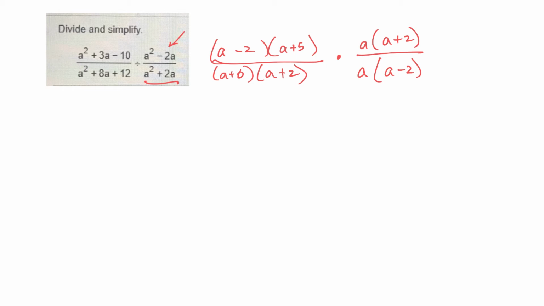Now canceling factors of 1, here's an a minus 2, a minus 2, a plus 2, a plus 2. There's an a there and an a there. So I'm left with an a plus 5 over a plus 6. Done.